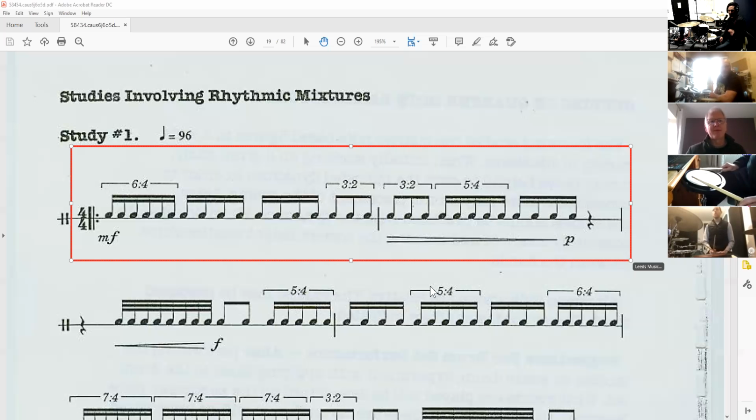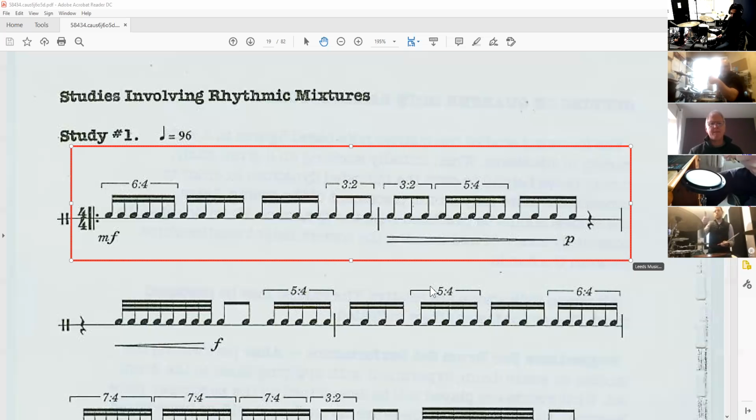3, 4. Again. 1 and the 1 and the 2 E and the 3 E and the 4 and the 1 and the 2 E and the get the E and the 4. 2, 3, 4. 1 and the 1 and the 2 E and the 3 E and the 4 and the 1 and the 2 E and the get the E and the 4. Okay? Are we good? Thumbs up?